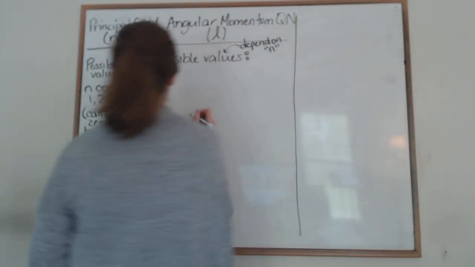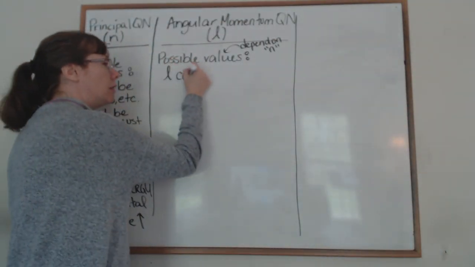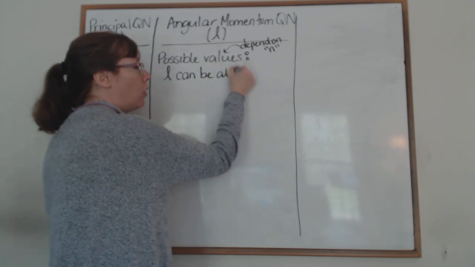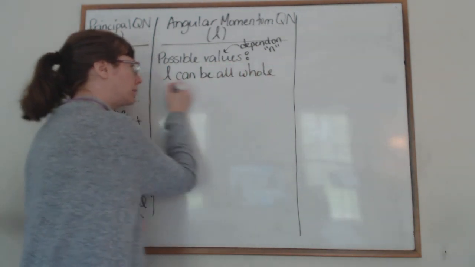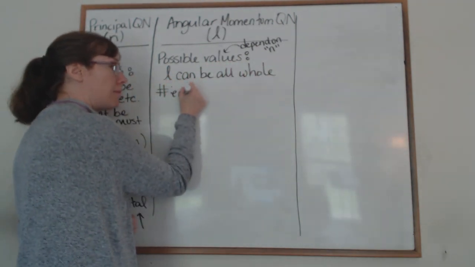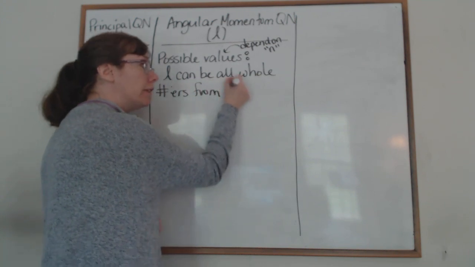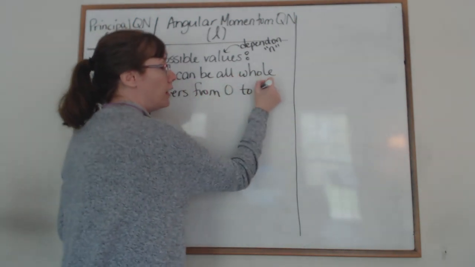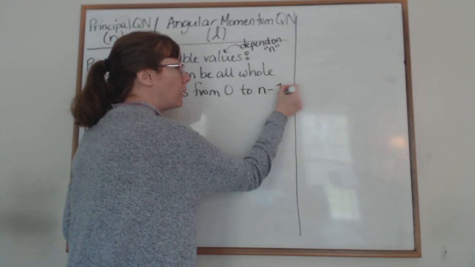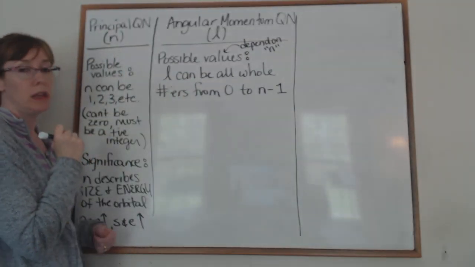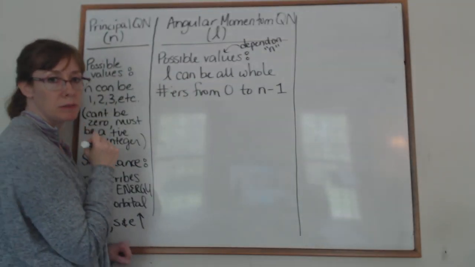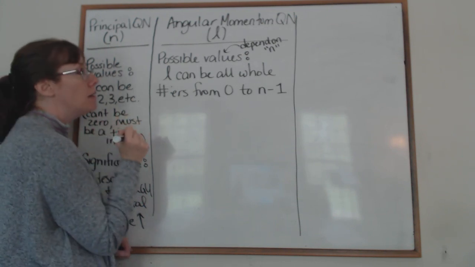So the possible values for L are this. L can be all whole numbers from 0 to N minus 1. And so that's the rule that you want to get. L can be all whole numbers from 0 to N minus 1.